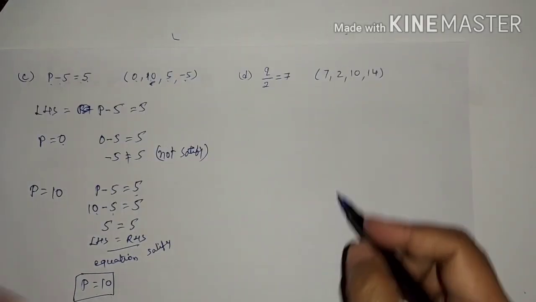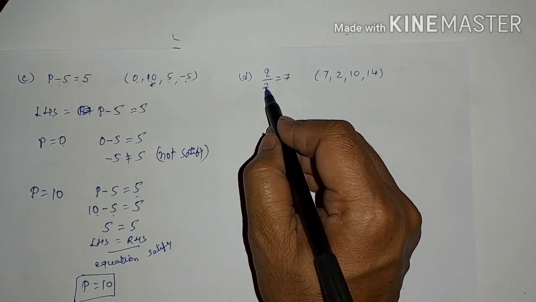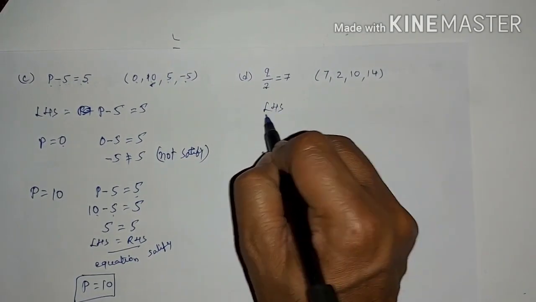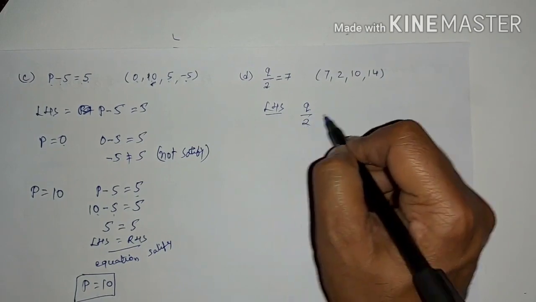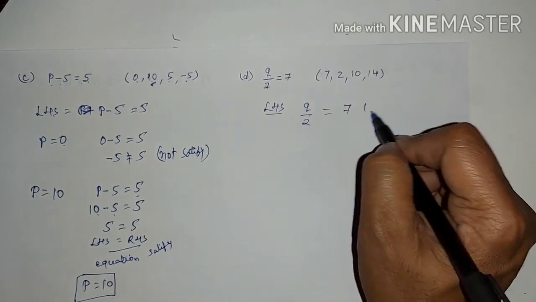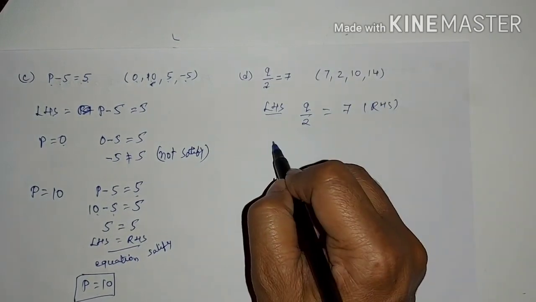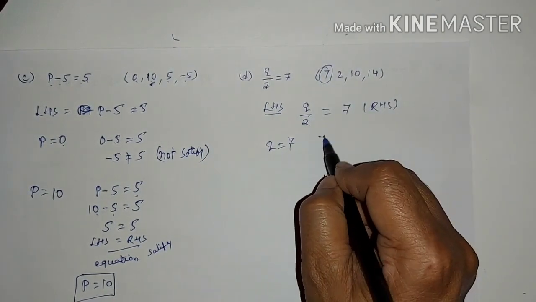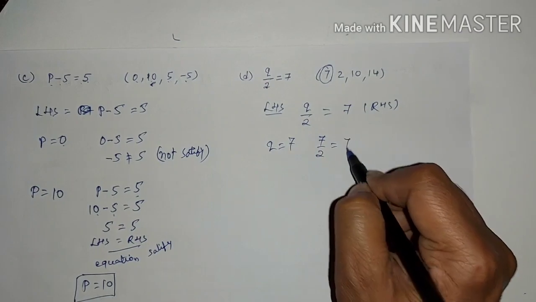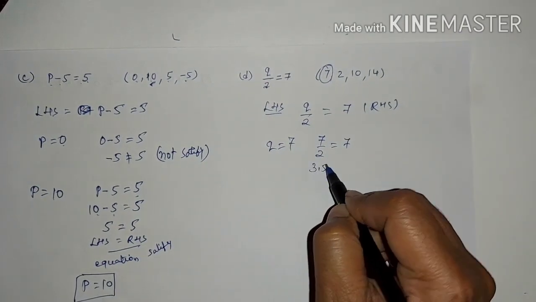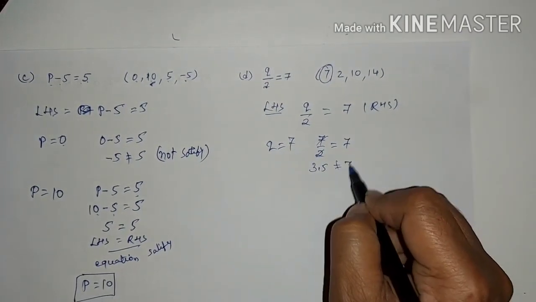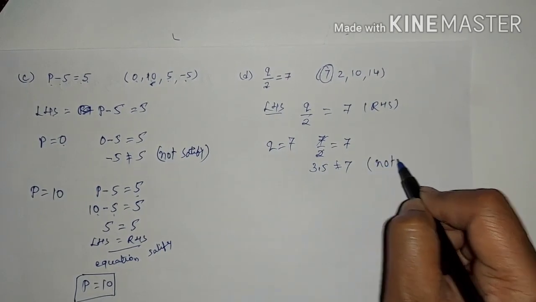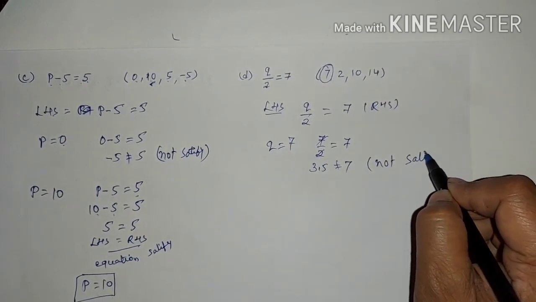Okay, now p value 10 is the answer. Okay, now next is q upon 2, the left hand side value is q upon 2 and the right hand side value is 7. First, suppose the q value is 7, so 7 upon 2 is 3.5 after cancellation, which is not equal to 7, meaning not satisfied.